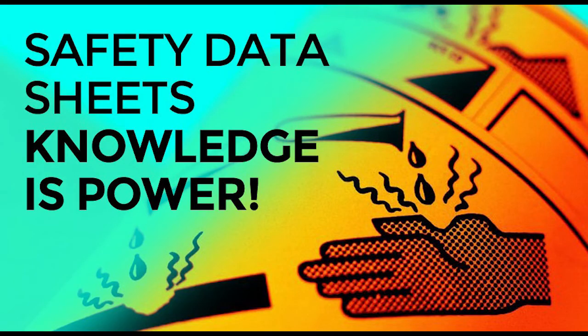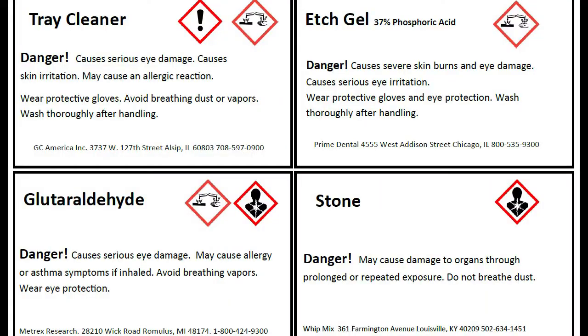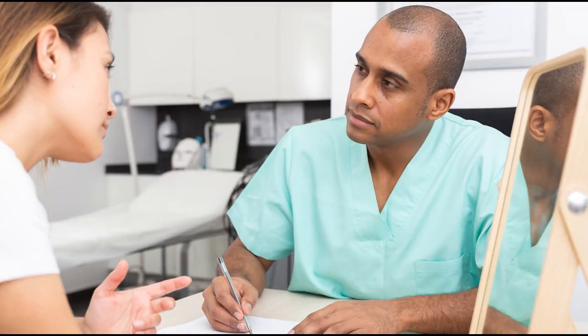So for a quick summary, have safety data sheets available for all the products that you could be exposed to. Label any product you remove from its original container or transfer from its original packaging. And most importantly, talk to your safety and health officer if you have questions about your hazard communication policy.